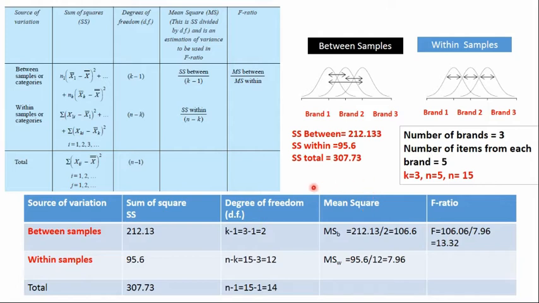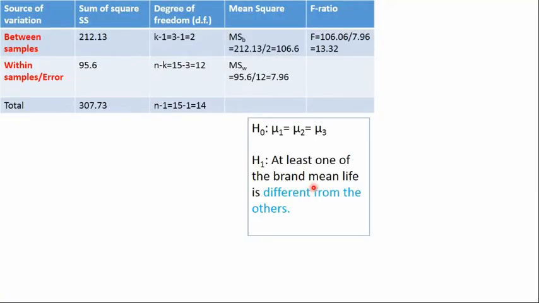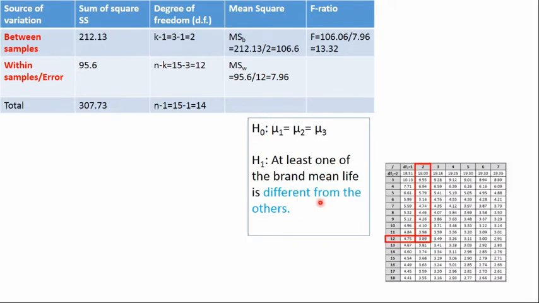This is the manual method. For this, we have to check the table value. How to check the table value? These are the null hypothesis and alternative hypothesis. Mu1 is equal to mu2 and mu3, and the alternative hypothesis is that at least one of the brand mean lives is different from the life of the others. This is the F table. To check the F table, we will use the degrees of freedom 2 and 12.